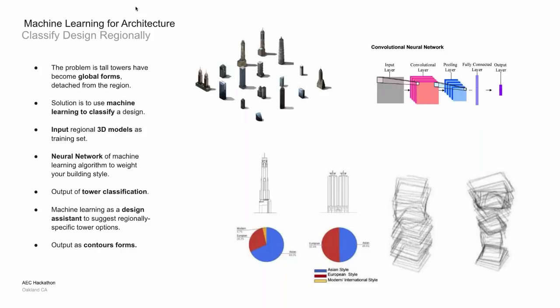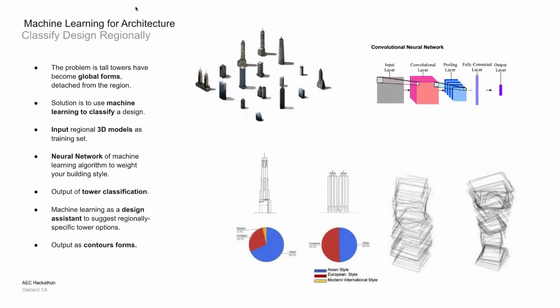So the way you would do it is you would put 3D models into a machine learning algorithm as a training set. And then you would put your building into the machine learning algorithm, and it would be able to weigh out how close you are to designing to that region of the country.